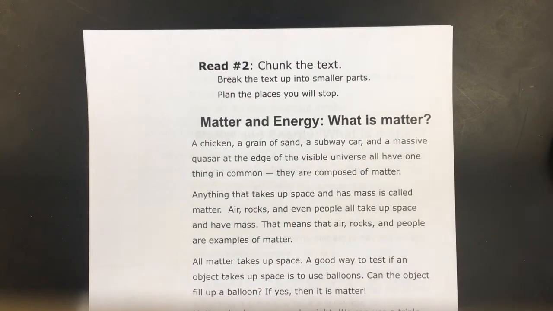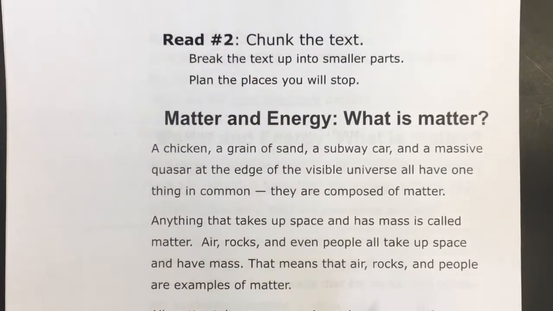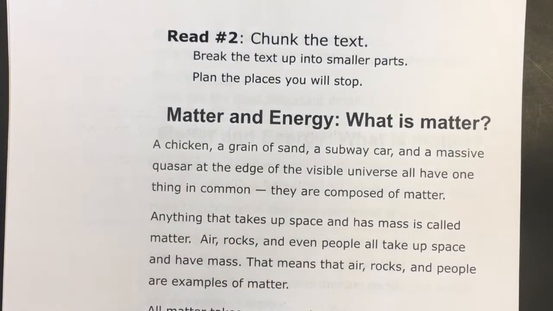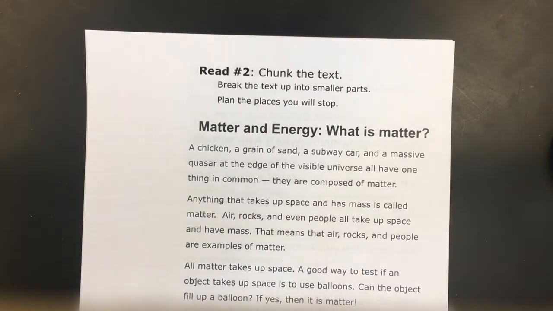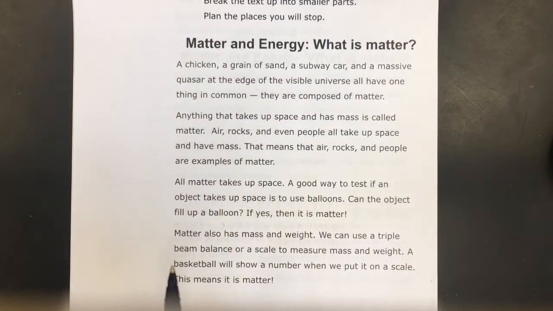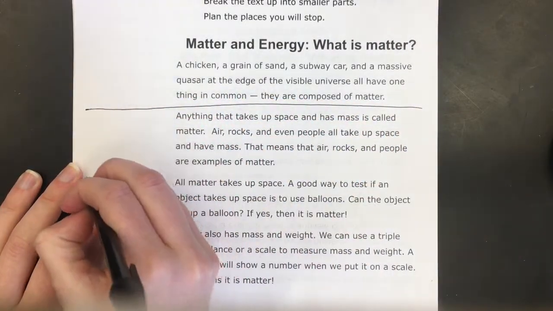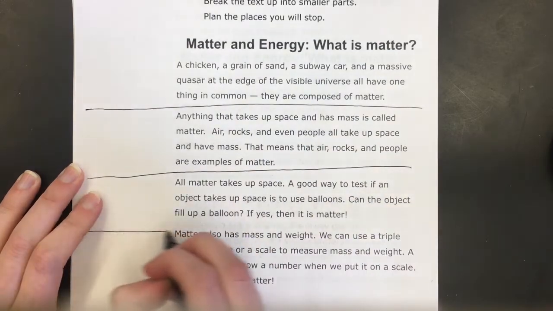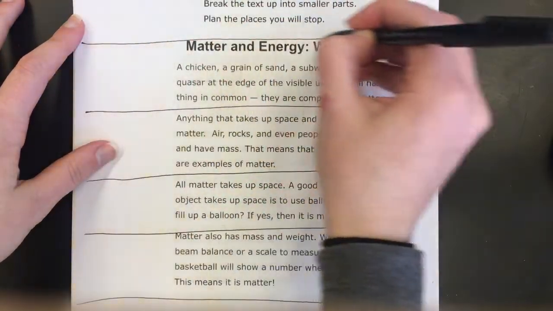Read number 2. Chunk the text. So chunking the text just means break up the text into smaller parts and plan the places where we're going to stop. Now, the natural place to stop in any reading are the paragraphs. So let's look at this reading. It's pretty short. Let's see where the paragraphs are and if those are short enough for us to read. So here's a paragraph. Here's a paragraph. Here's a paragraph. And here's a paragraph. And this is the first paragraph.